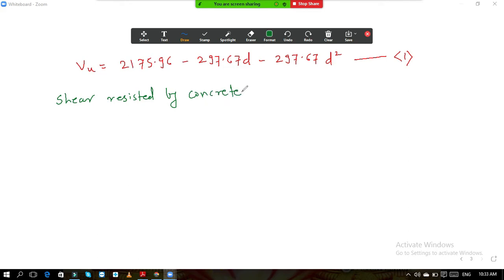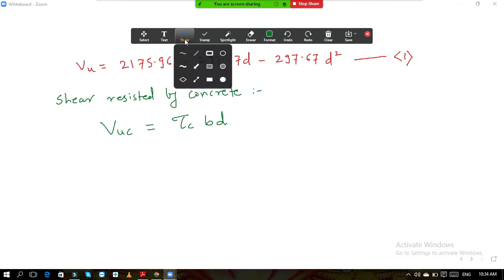This we have already studied. Okay. So shear resisted by concrete. So we know the formula. VUC is the notation for shear resisted by concrete. Again the basic formula is same. Force is equal to stress into area. So it is tau C, that is permissible stress in concrete, into area is BD. Tau C BD.